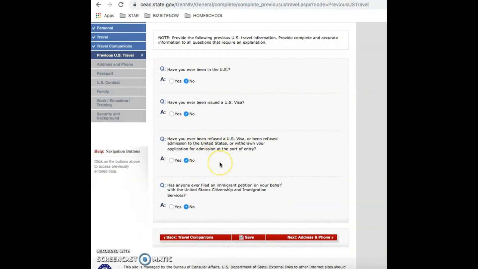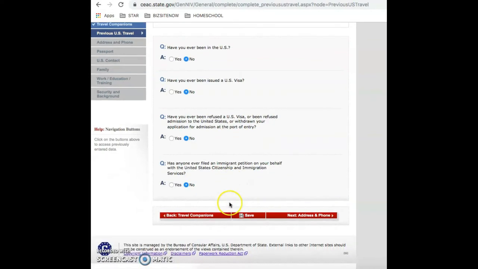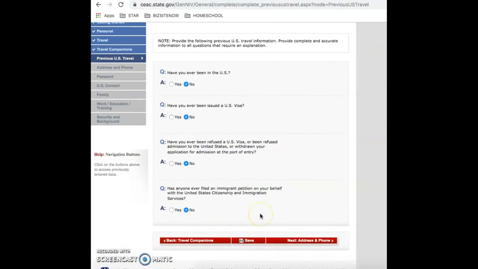Na-refuse na siya, na-deny. Given that he was given the blue paper, di ba? Ang ibig sabihin nun is denied ka. And then, sa case naman kasi namin, wala rin namang nag-file sa amin ng petition. So, yung sagot namin is no. We have friends na file na sila. Sabi ko nga kanina is you need to be honest. So, they put yes. And nakakuha naman sila ng US visa.